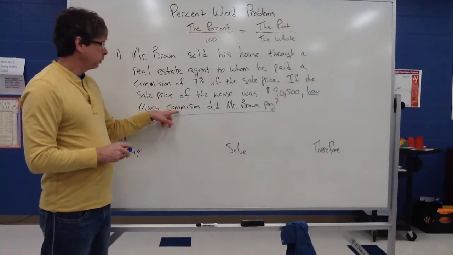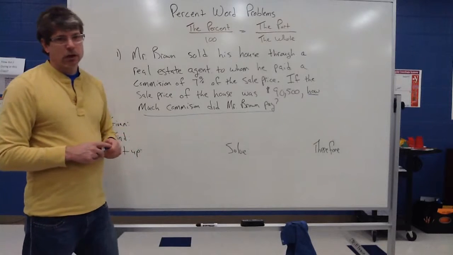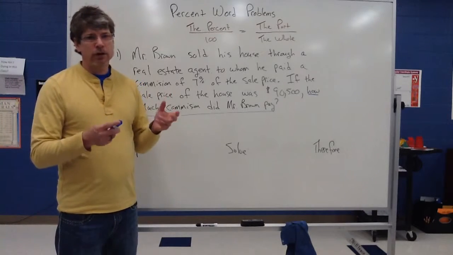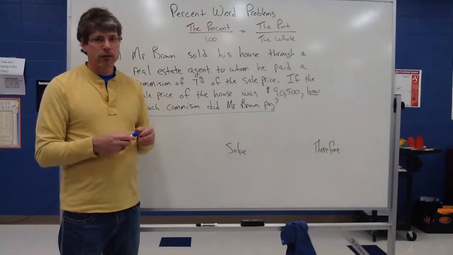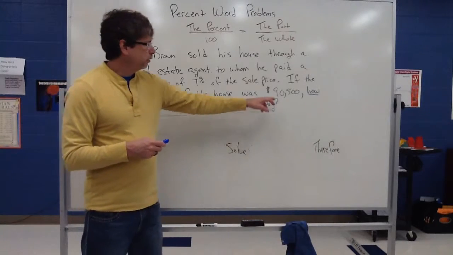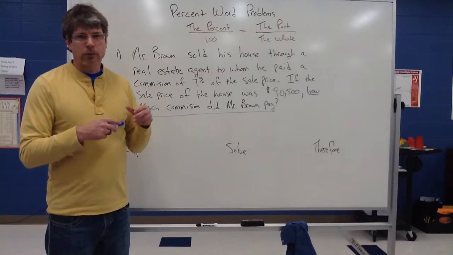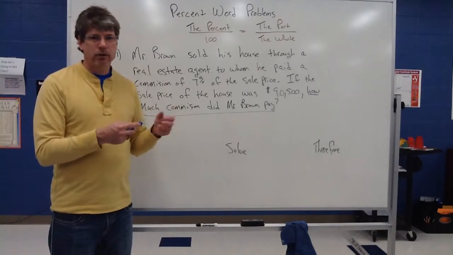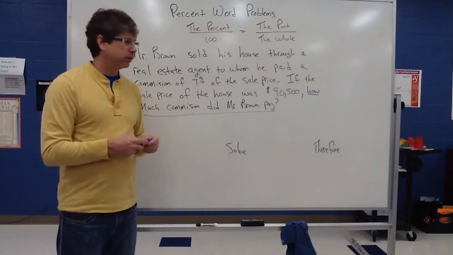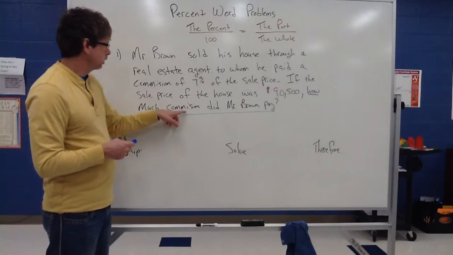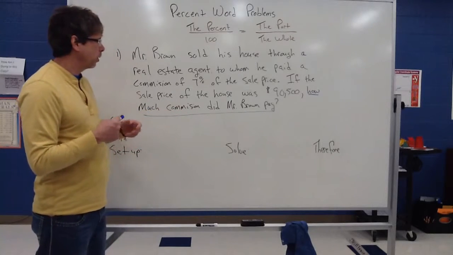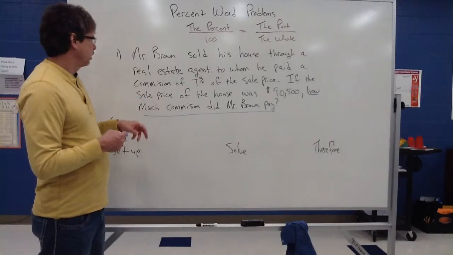So you have to understand this word commission. Again, commission, if you're a real estate agent, that's the part you get from the sale. So if the house sells for $90,500, the person selling the house, the real estate agent, gets a percentage of that, or in other words, a part of that. So commission kind of represents the part that the person gets.